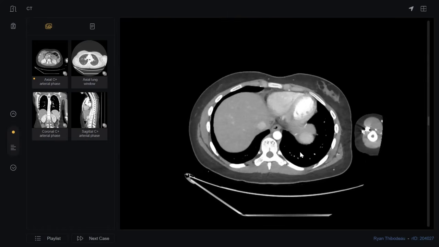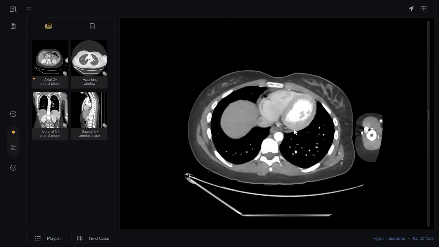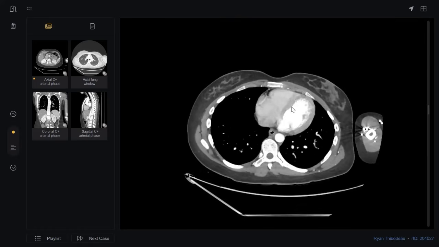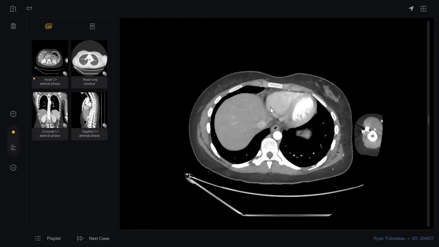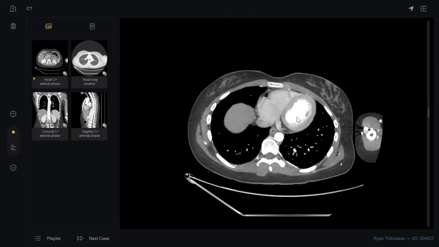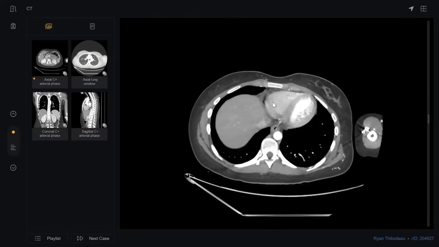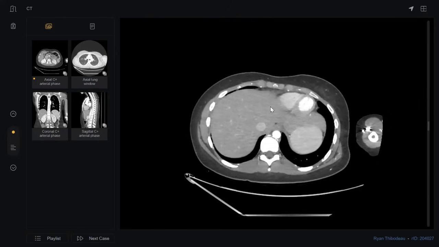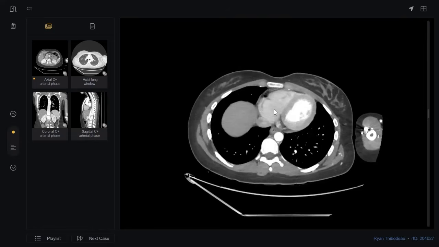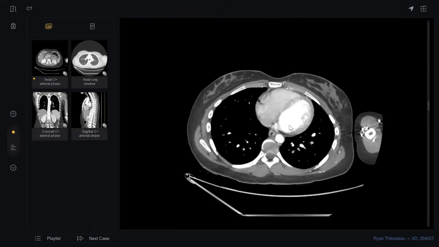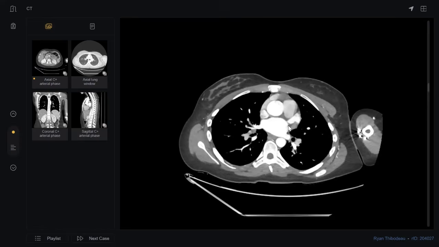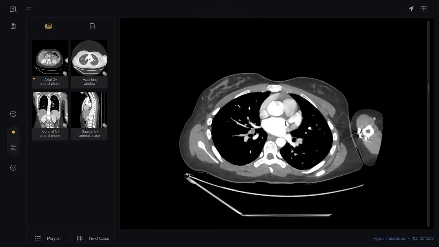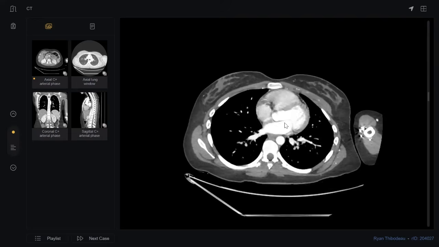The interventricular septum appears normal. However, I can see that there is some finding. I would like to go back to the right atrium and the right ventricle. Okay, it is an artifact from the contrast.